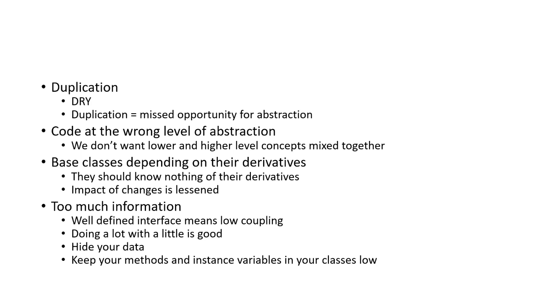Code at the wrong level of abstraction. We don't want lower and higher level concepts mixed together. So the example that he uses is constants. I'm going to read it to you straight from the book. For example, constants, variables, or utility functions that pertain only to detailed implementation should not be present in the base class. The base class should know nothing about them.